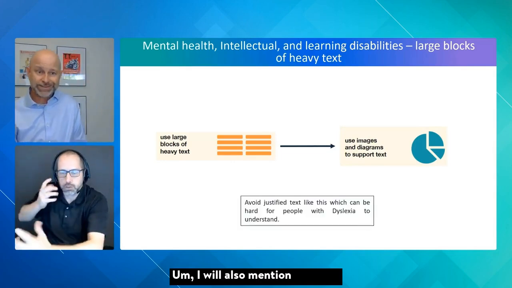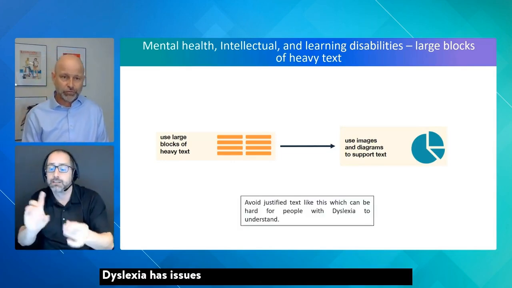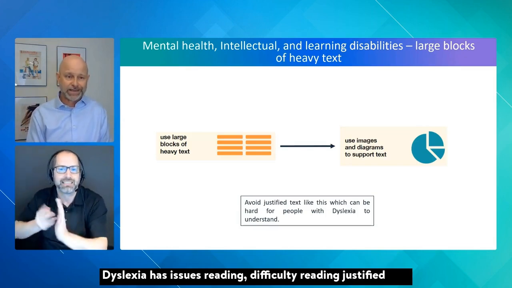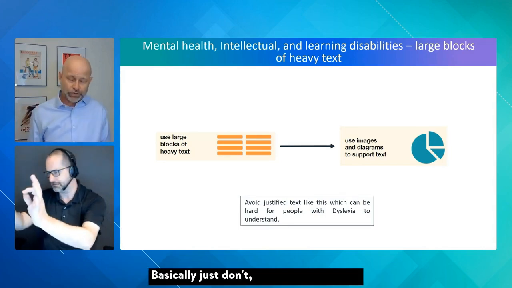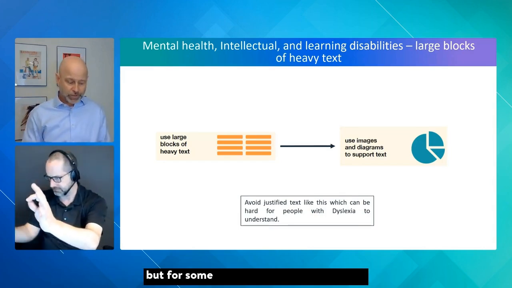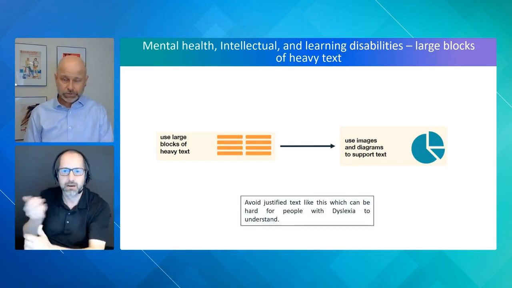I will also mention dyslexia. Dyslexia causes difficulty reading justified text like here, where it's aligned both to the left and the right. Basically, just don't. It might look better, but for some people, that's very difficult to read.